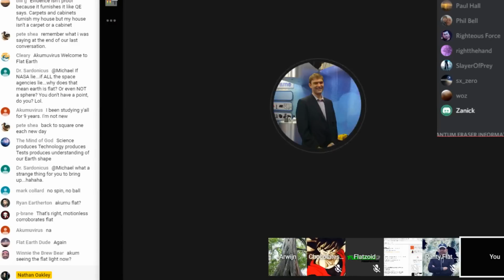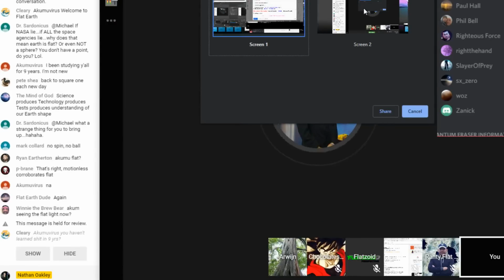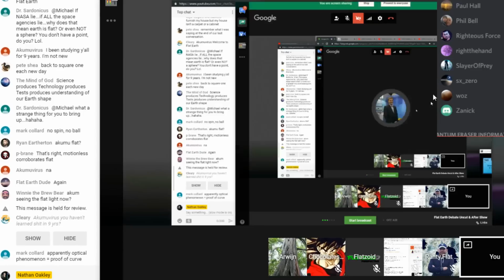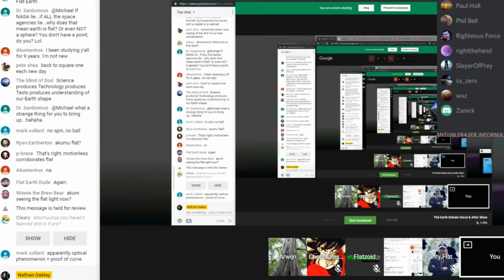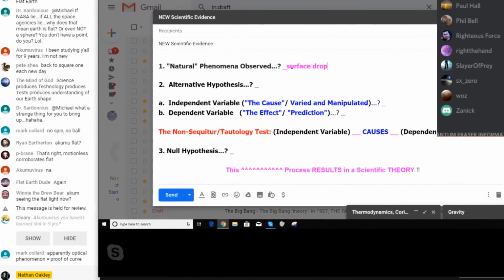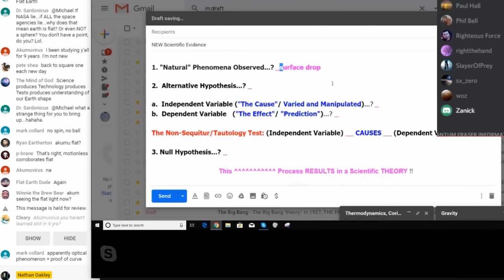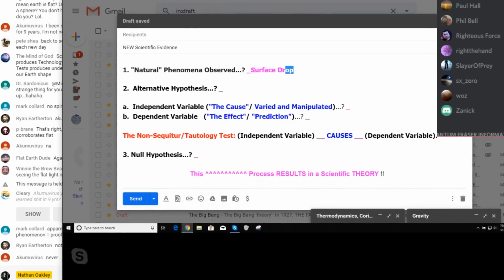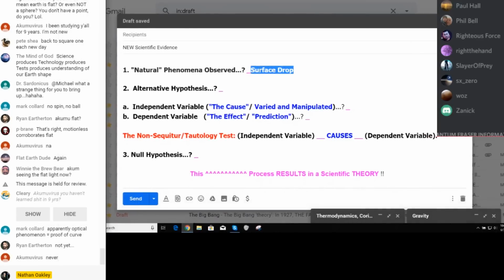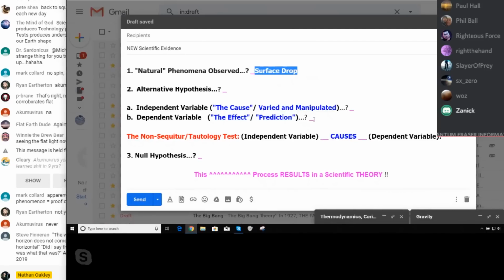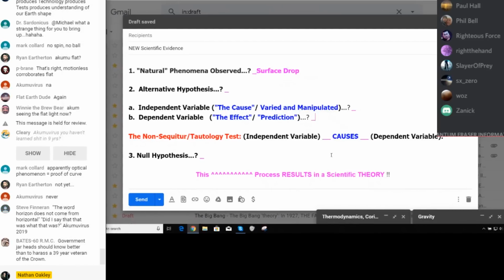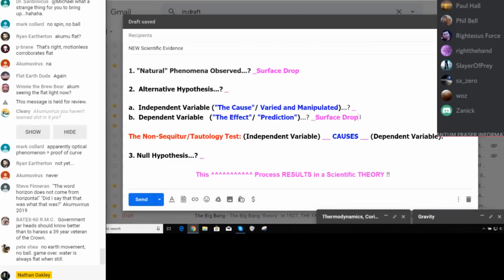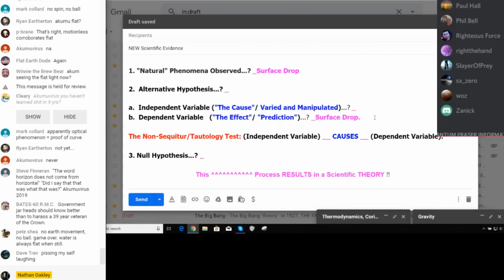Natural phenomena observed, please. Surface drop. Showing that you understand curve, that's your dependent variable, right? It's my dependent variable, yes. Okay. Wait one. Surface drop. Okay. What is your independent variable for surface drop?